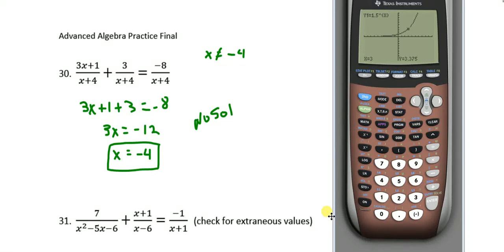Hey guys, this will be the last part of the practice final for algebra, questions 31 through 40.